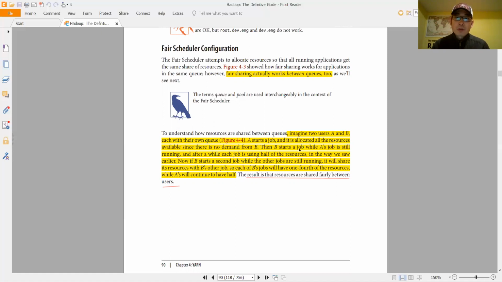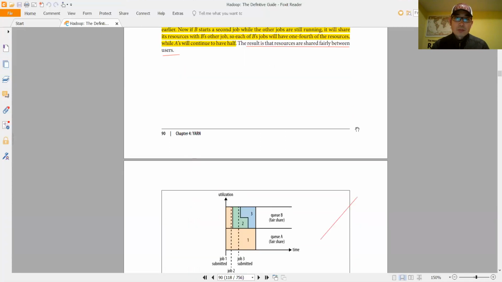In this example right here described between two users, A and B, okay? And we also use a figure 4 to 4 right here to talk about it. So you have user A and B. In a typical FAIR scheduler behavior, the scheduler are going to create QA and QB for user A and user B. Okay. So there's one more thing has been added here.